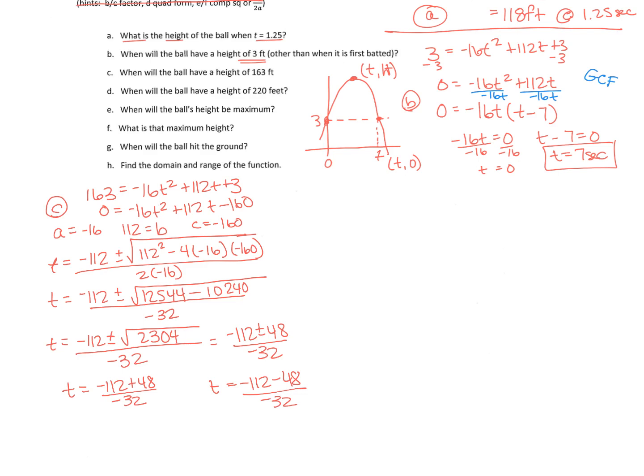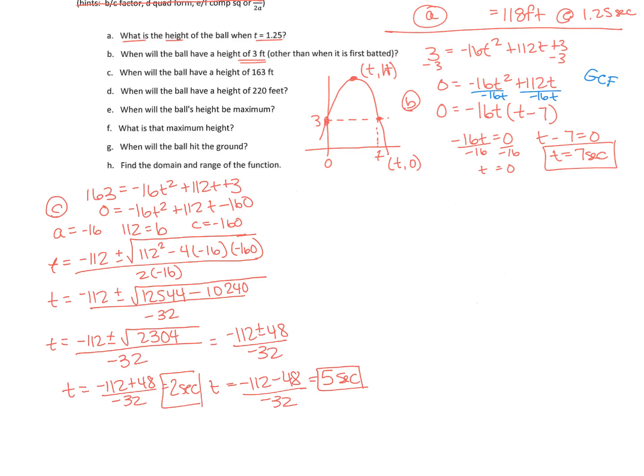So let's grab out our calculators, and I'm going to do negative 112 using the negative button on my calculator, plus 48, and hit equals. Careful about the equals. And when you divide that by a negative 32, you find that you get 2. So 2 seconds is one of my answers. And when I do negative 112 minus 48 and hit equals, and then divide by a negative 32, I get an answer of 5 seconds. Again, if you're not getting the right answer on your calculator, just come see me. It's probably a common thing.